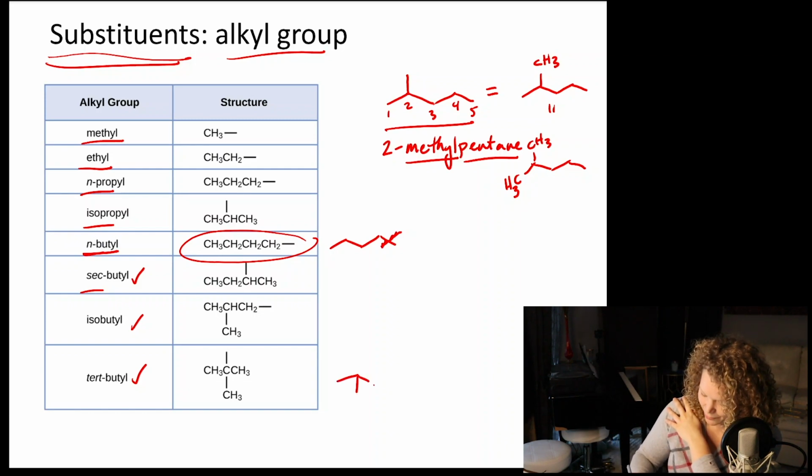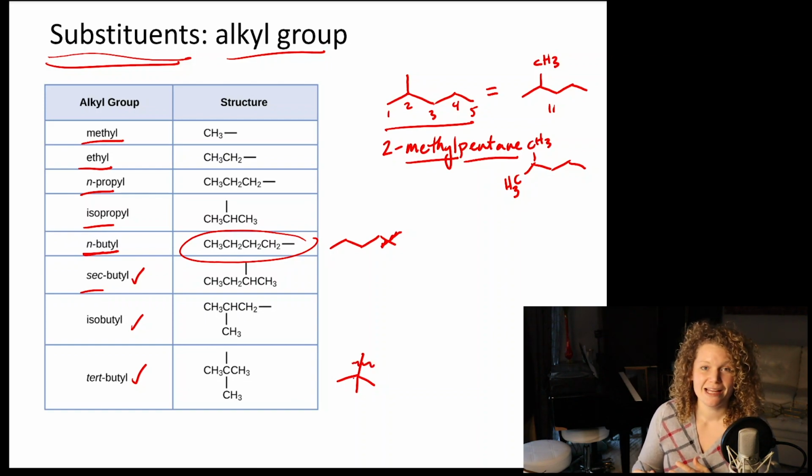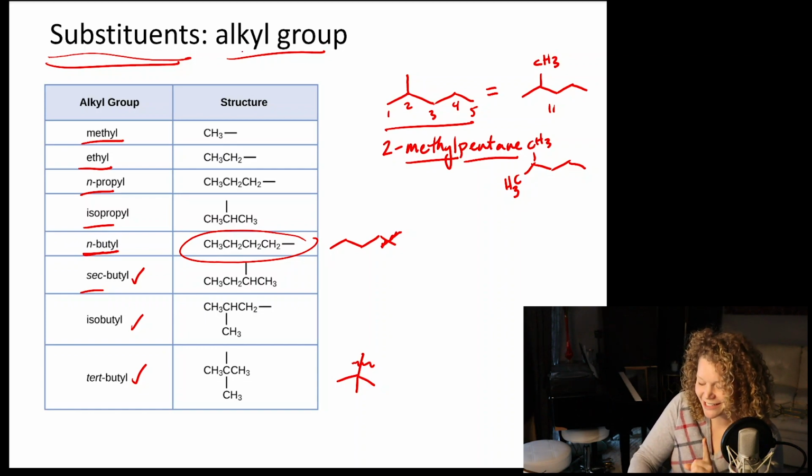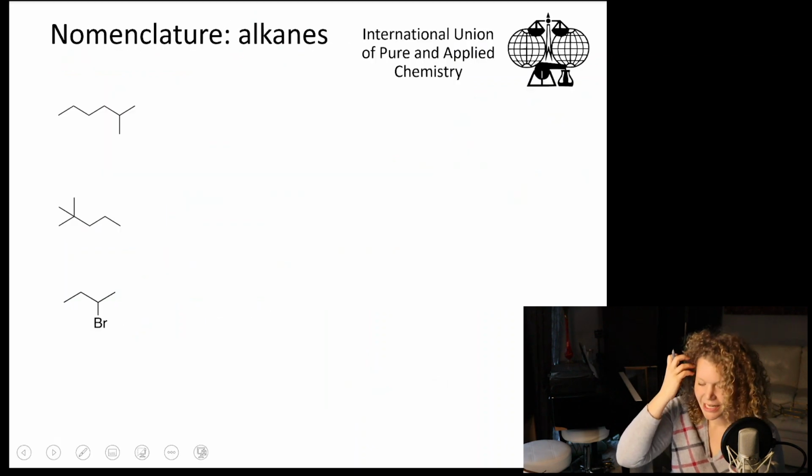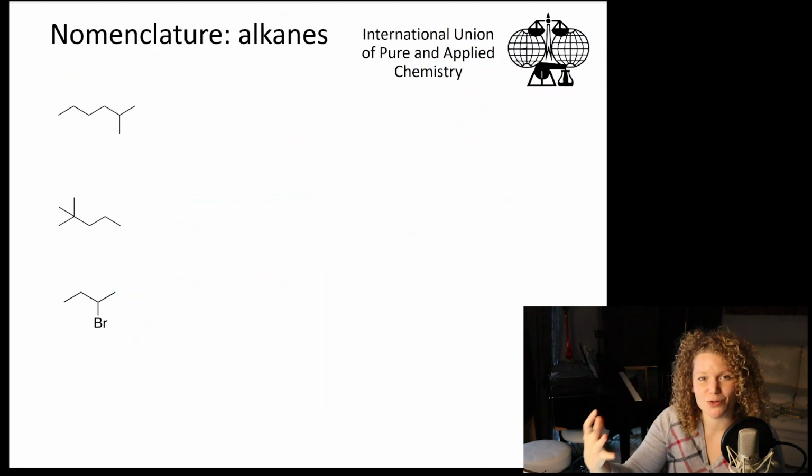Tert-butyl would have 3 methyl groups on a carbon. There are 4 carbons total. So you're going to hear me refer to these substituents as just their alkyl group name. So again, remove the ANE and then you're going to add a YL. Let's go ahead and dive into some of this nomenclature.